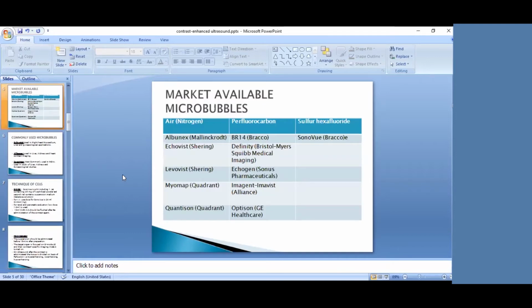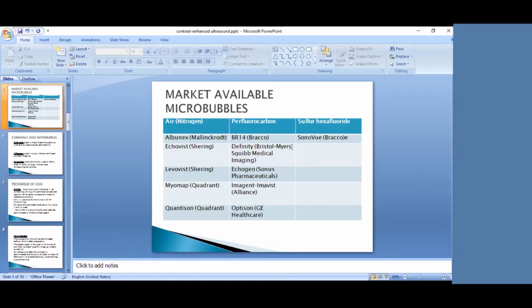Now, the most widely available microbubbles, those are the widely available contrast agents present in the market. Okay, you can see them. Albunex, Ecovist, Levovist, Myomap, Quantison, SonoVue, those all are what?